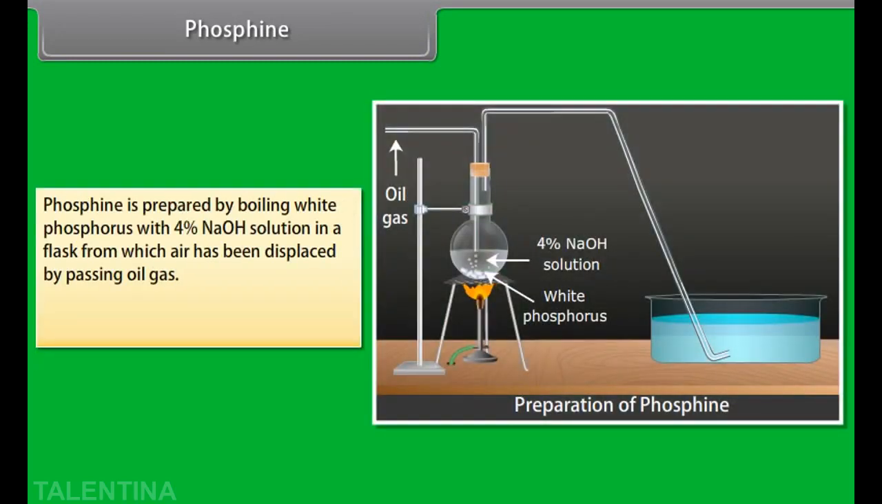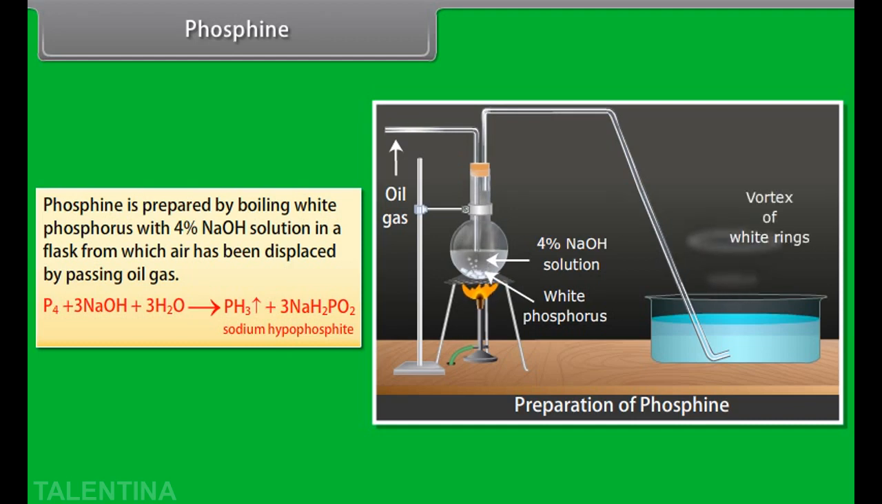Phosphine. Phosphine is prepared by boiling white phosphorus with 4% NaOH solution in a flask, from which air has been displaced by passing coal gas. Coal gas is continuously bubbled through the flask in order to displace air. PH3 contains considerable amounts of H2 and a little P2H4 and is inflammable in air.